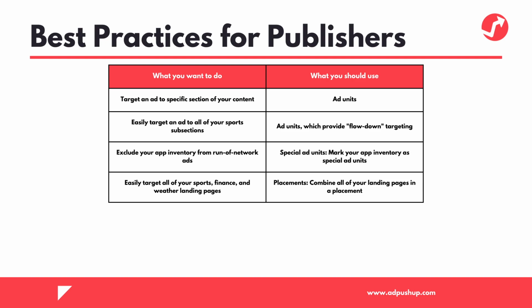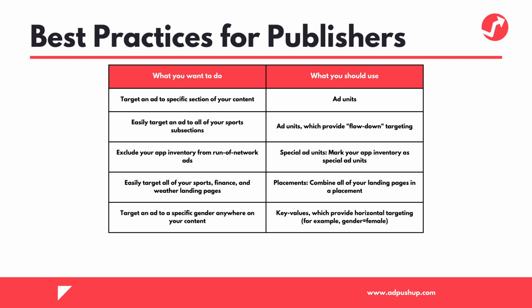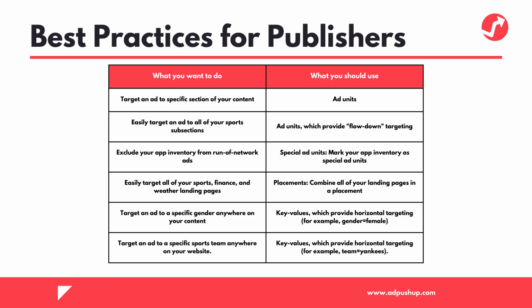Then we have easily target all of your sport, finance, and weather landing pages. In this case, you should use placements. Combine all of your landing pages in one placement. Target an ad to a specific gender anywhere on your content. You should use key values, which provide horizontal targeting. For example, gender equals female. Lastly, target an ad to a specific sports team anywhere on your website. So you should use, again, key values, which provide horizontal targeting. For example, team equals Yankees or any other team.